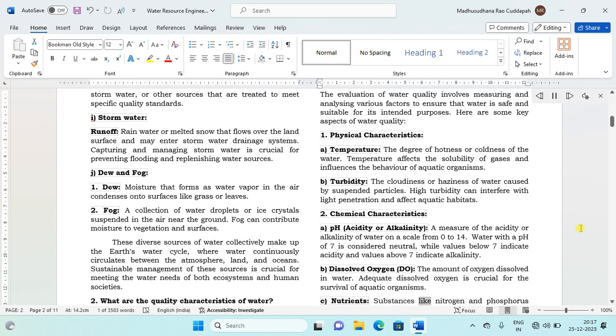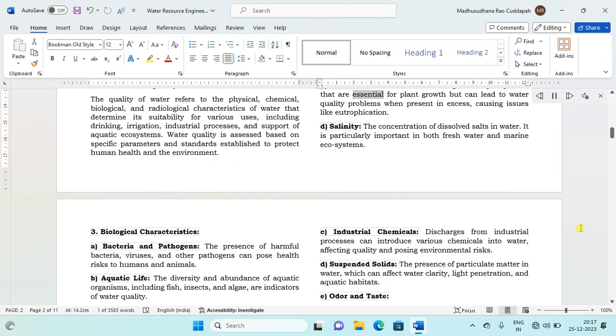C. Nutrients, substances like nitrogen and phosphorus that are essential for plant growth but can lead to water quality problems when present in excess, causing issues like eutrophication. D. Salinity, the concentration of dissolved salts in water. It is particularly important in both freshwater and marine ecosystems.